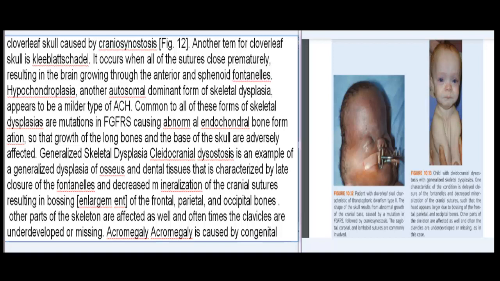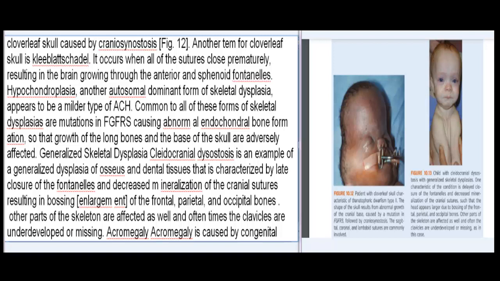Hypochondroplasia, another autosomal dominant form of skeletal dysplasia, appears to be a milder type of ACH. Common to all of these forms of skeletal dysplasias are mutations in FGFR3 causing abnormal endochondral bone formation, so that growth of the long bones and the base of the skull are adversely affected.